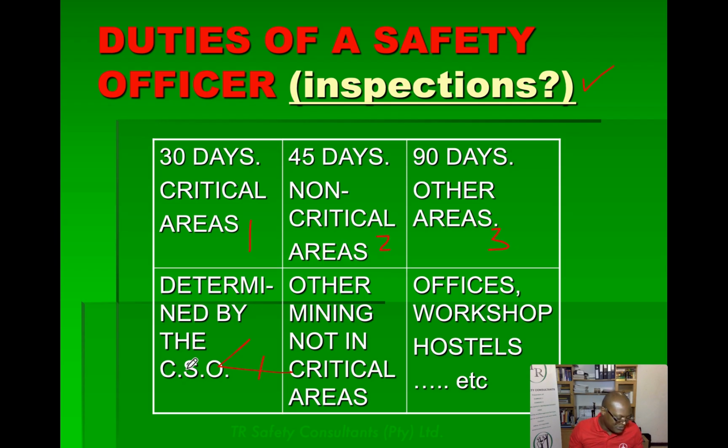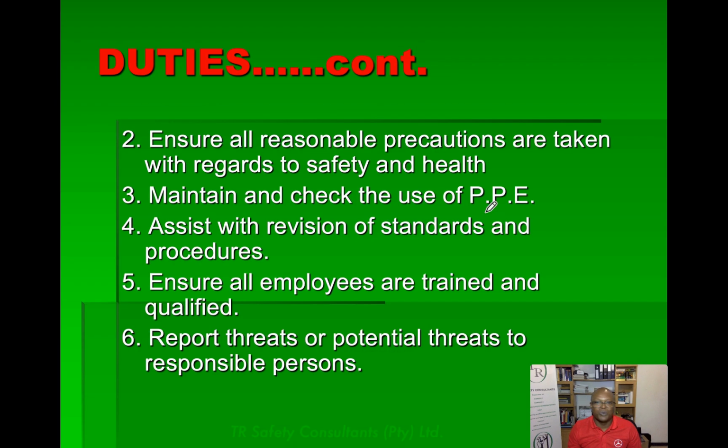But coming to objective number 3, we are killing two birds with one stone. Objective number 3 says list at least 6 duties of a safety officer. And I've already ticked number 1 here. Safety officers conduct inspections. Safety officers do the following as well. Ensure that reasonable precautions are taken. This is verbatim from the Mine Health and Safety Act. Maintain and check the use of PPE. In other words, ensure that employees are sticking to the company's PPE instructions.